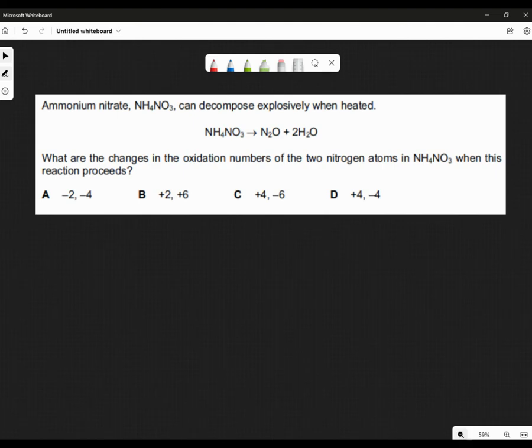Okay, number 3. This is number 3. This is about oxidation numbers. Okay, so what are the changes in oxidation numbers of the 2 nitrogen atoms in this when the reaction proceeds? Okay, so let's redraw the equation. NH4, ammonium nitrate, gives one of these nitrogen oxides. That's water.